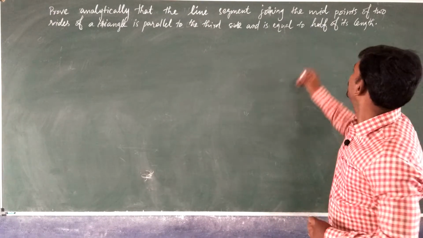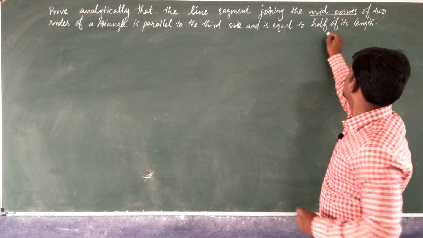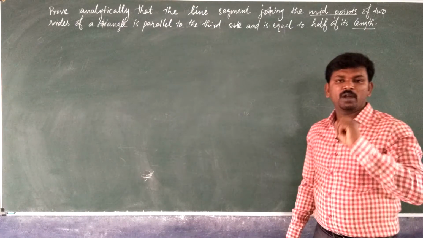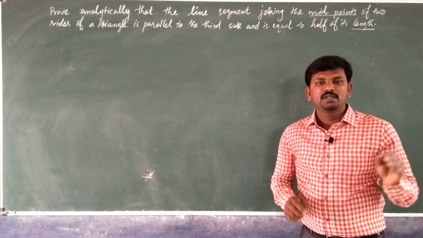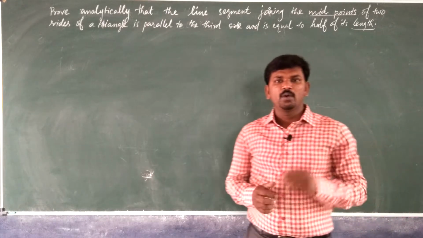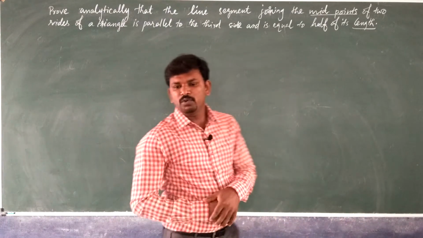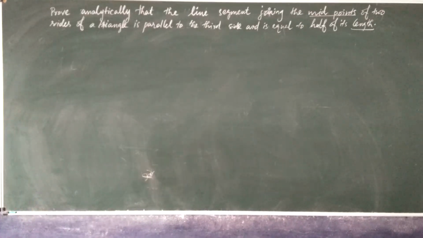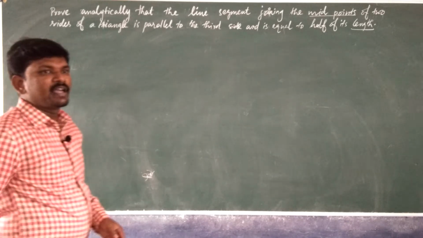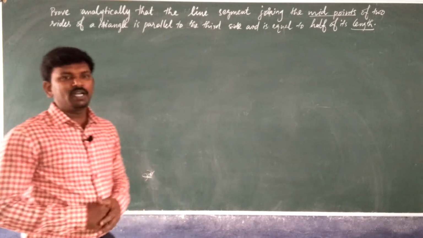So we should know the slope formula, and also here we are using midpoint and length, so those two formulas we also have to know. If 2 points are given, how to find the slope? Slope is y2 minus y1 by x2 minus x1. How to find the midpoint of a line segment? The midpoint is (x1 plus x2 by 2, y1 plus y2 by 2). That is the midpoint formula. Then length is square root of (x2 minus x1) whole square plus (y2 minus y1) whole square.